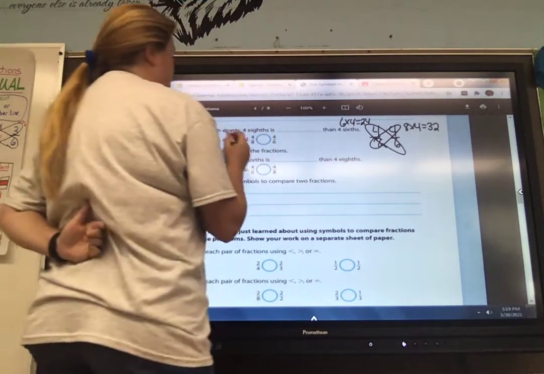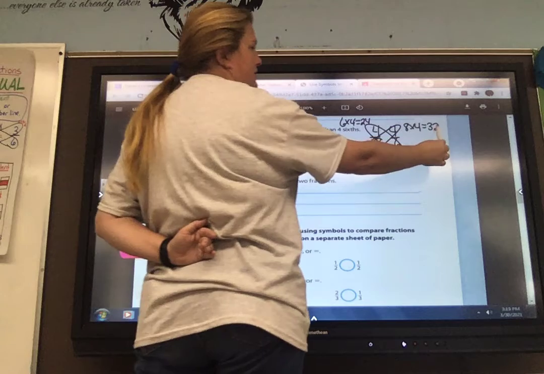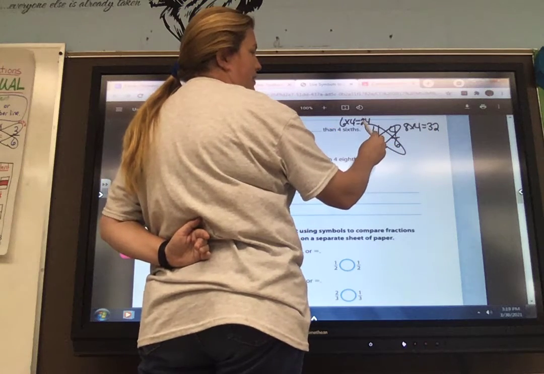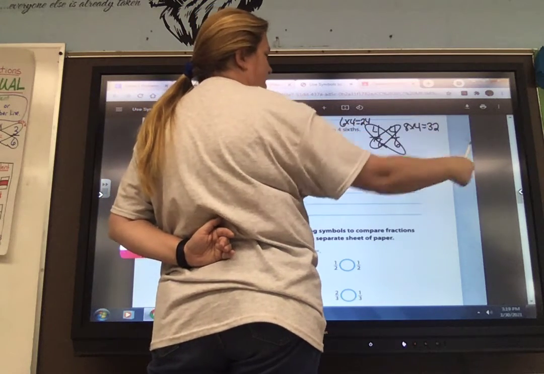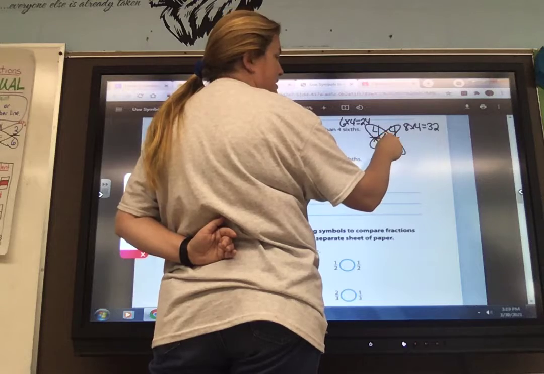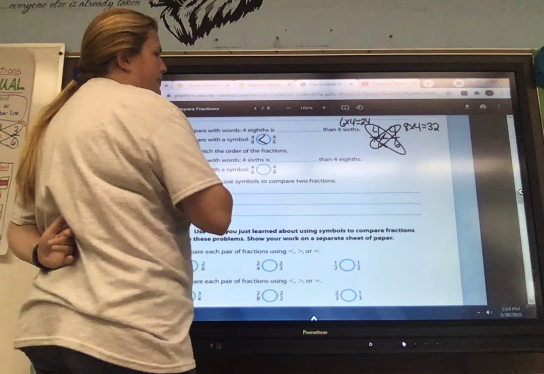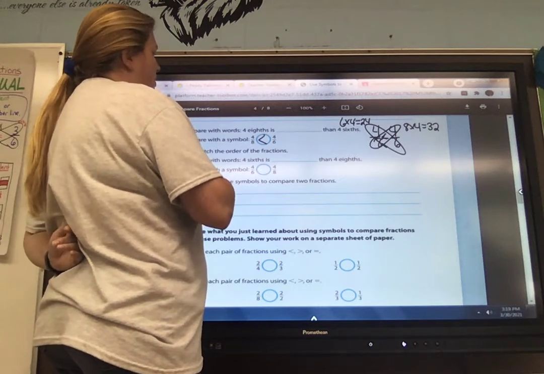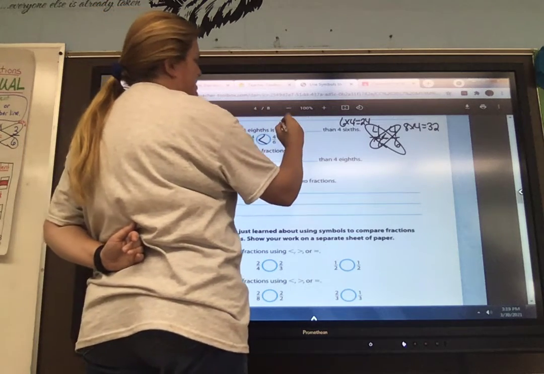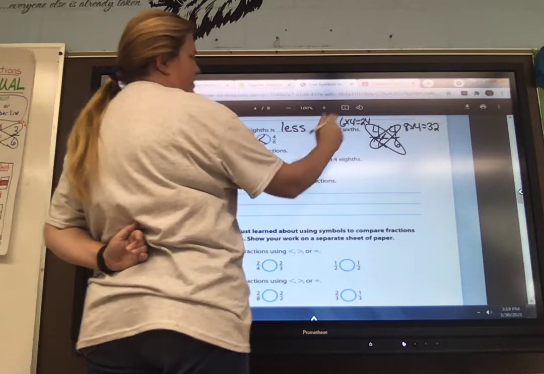So we want a symbol so I can see 32 is greater than 24. So the right side should be the one we eat. So to eat that side, I need the less than symbol. Okay. Compare with words. 4/8 is less than 4/6.